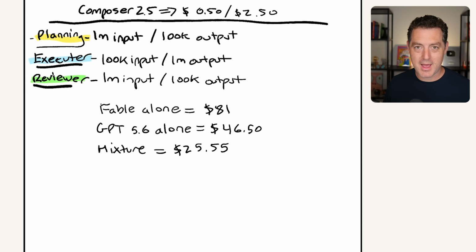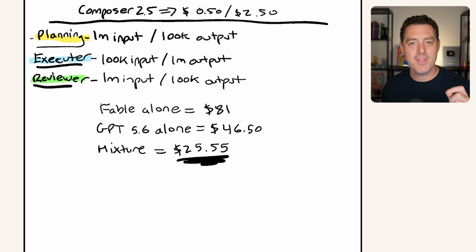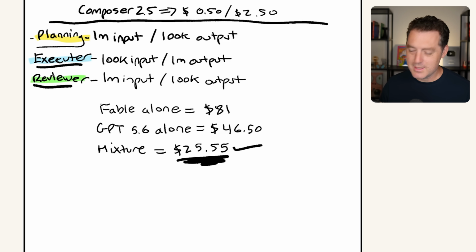And so based on this math, what we find is Fable alone to accomplish this task is $81. GPT 5.6 coming in much less expensive, $46.50. But when we use the mixture, we get the same results at a fraction of the price, $25.55. The clear winner. This is what we want to do. Plus, it gets the best results also. Not only that, there's one last benefit that I didn't even mention.